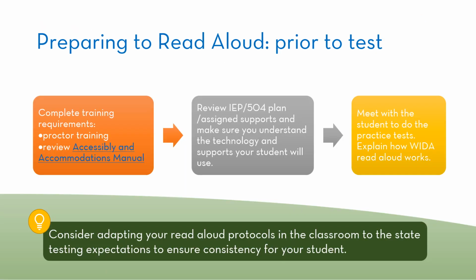Prior to the test, prepare your read aloud accommodation by completing the training requirements, which are the proctor training and reviewing the Accessibility and Accommodations Manual. You will also review the IEP and 504 plan or assigned supports and make sure you understand the technology and supports your student will use. Meet with the student to do the practice test so you can explain how WIDA Read Aloud works. Consider adapting your read aloud protocols in the classroom to the state testing expectations to ensure consistency for your student.